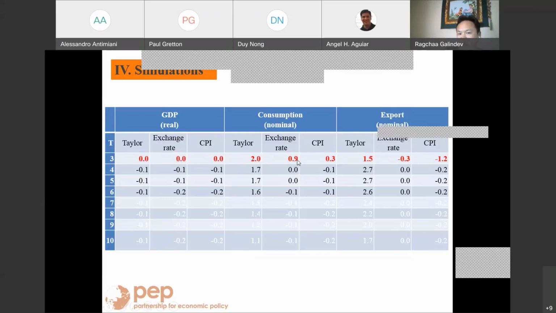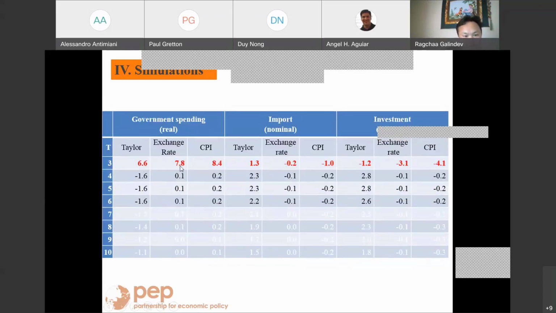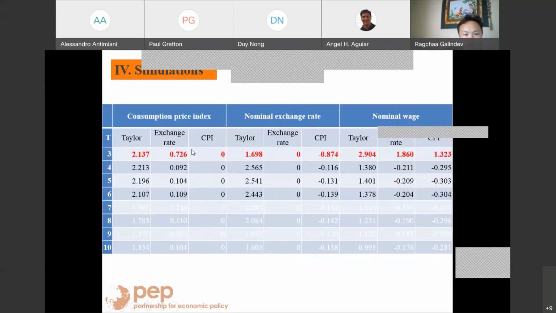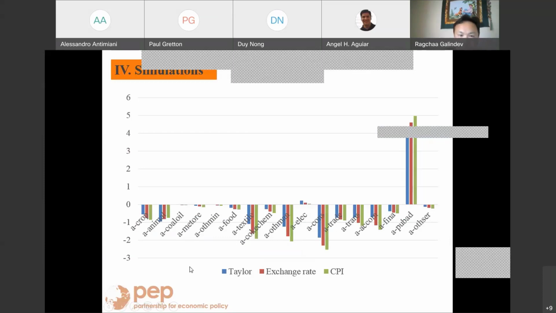But we can see some changes in nominal variables here, with different results. Exports are different, consumption is different, real government spending is very different. The imports are different, investments are different, not in nominal terms. For the consumer price index, we can see a 2% inflation rate in the Taylor model, but in the exchange rate case we don't see any change in the CPI. Then we can see the nominal wage as well. And for the value added of the sectors, we again see very different results.